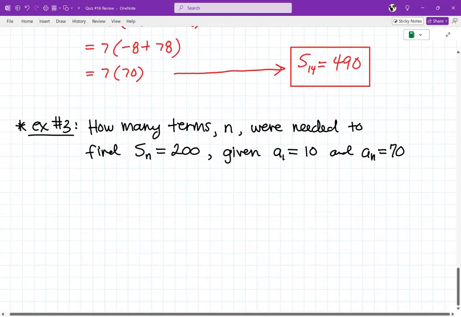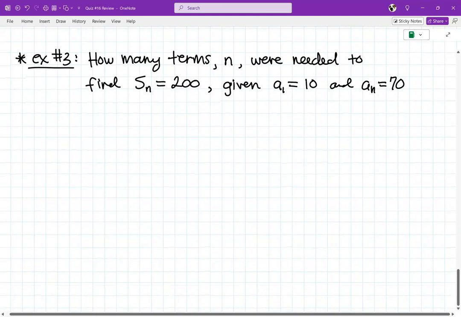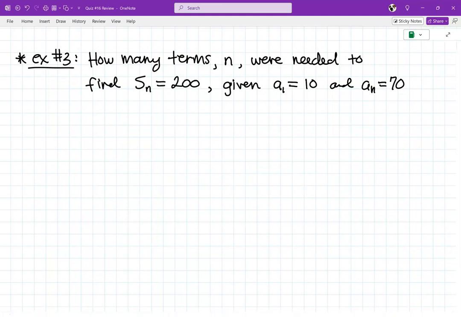Very last one. I totally forgot that I made you guys do one of these. So this one says, how many terms n were needed to find a sum of 200, given that your first term was 10 and your last term was 70? So how many terms are needed to find a sum of 200, given that we start at 10 and we stop at 70? How many numbers did we add up together? It doesn't matter which numbers. They just want to know how many.